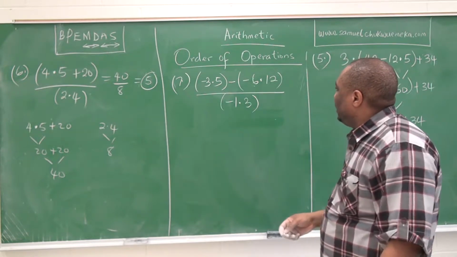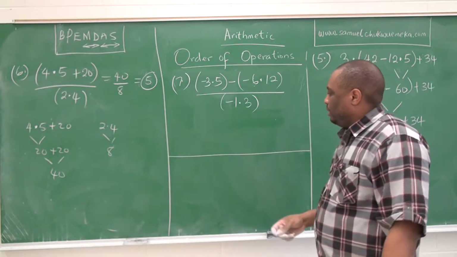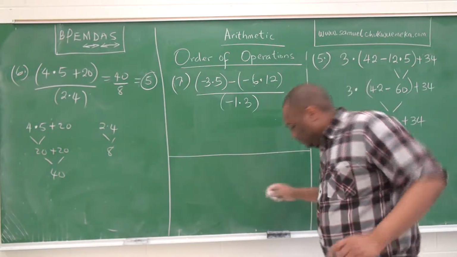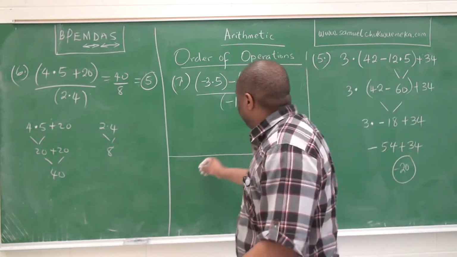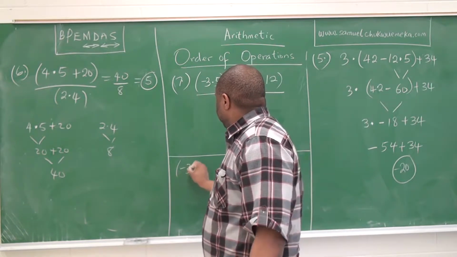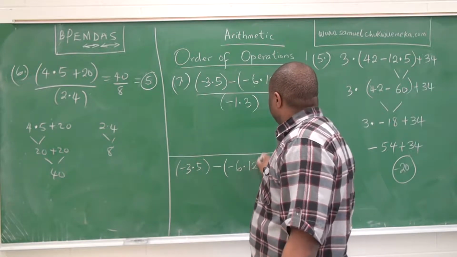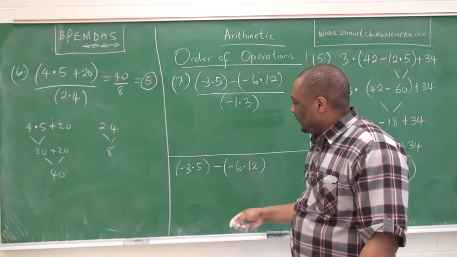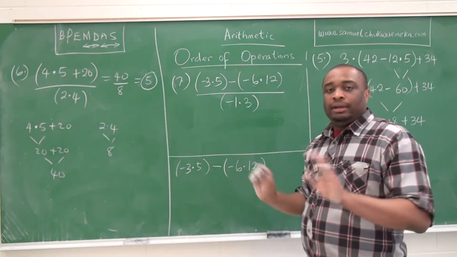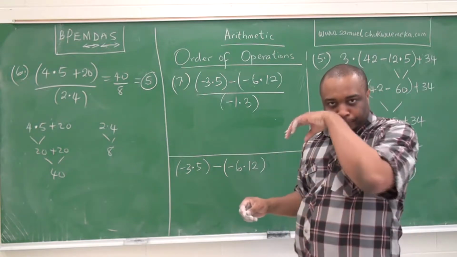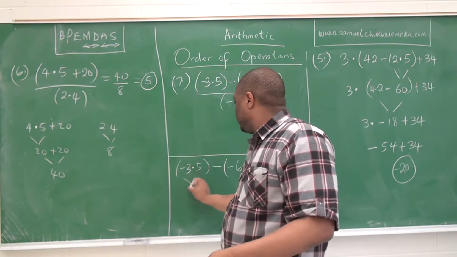Okay. Let's do the numerator first, okay? So let me just bring out a line here as a rough work. Let me just draw this line as rough work. Okay, now the numerator will be what? Negative 3 times 5 minus negative 6 times 12. Okay. We have now, in this case, you have two parentheses, right? It doesn't matter, do it from left to right. When you have two parentheses, work from left to right. Okay. So we do this one first.